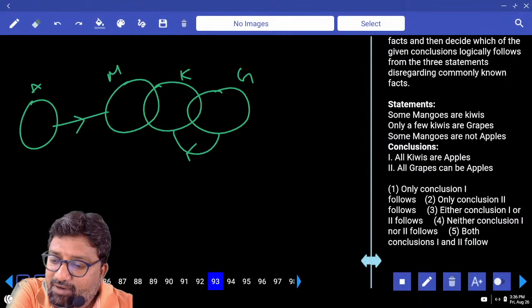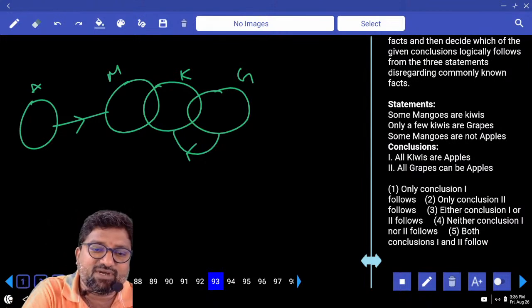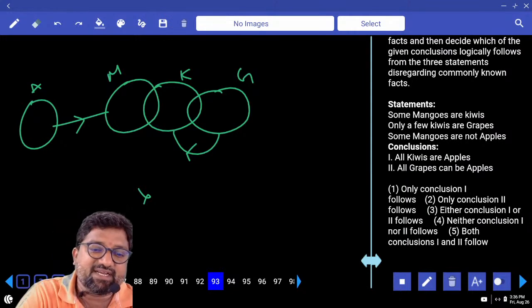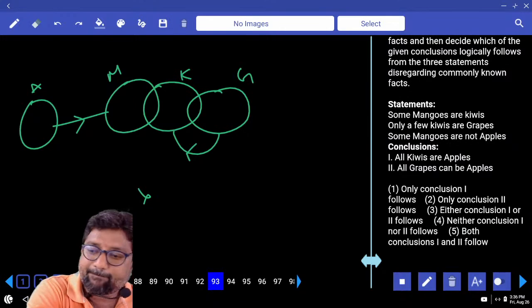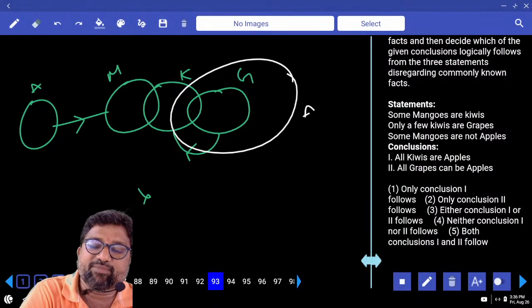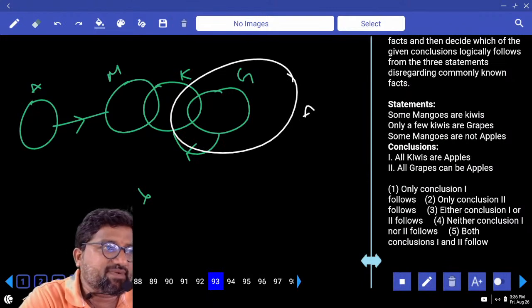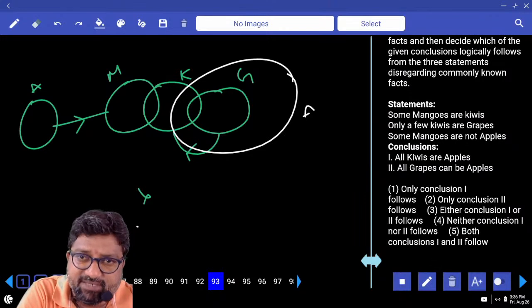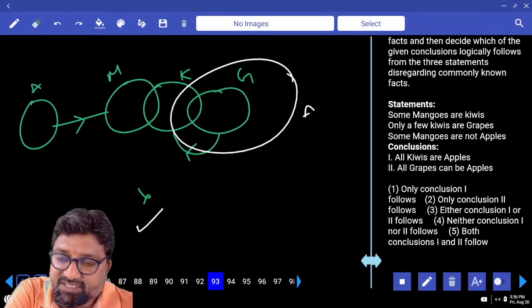Apple can go inside mango, but mango cannot go inside apple. What is the first one? All kiwis are grapes. Are all kiwis grapes? No. All grapes can be apples. Can I draw apple around grapes? I need an answer. Is it possible for me? According to the statement, A and M should not touch each other. It is possible. Can be is a possibility. What's my answer? Only 2.